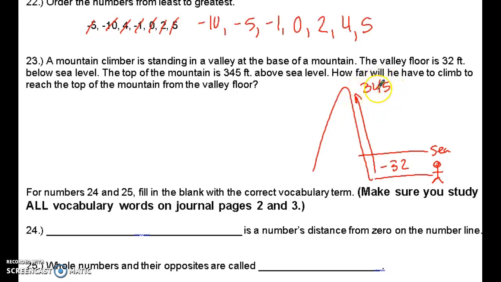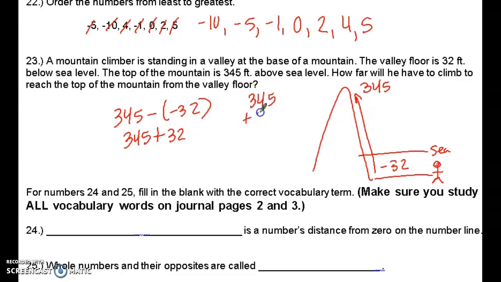So we're going to take the top of the mountain and subtract where the guy is, negative 32. When you're subtracting, you use additive inverse to turn it into an addition problem so that you can use your adding rules. 345 plus 32. 5 plus 2 is 7. 4 plus 3 is 7. 3 plus nothing is 3. So he has to go 377 feet.